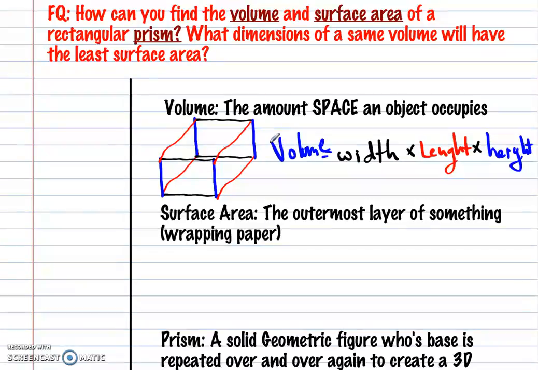Now you might also see base times height. Your base is just length times width. This portion here is your base. Okay, so you see base times height, this represents base. Okay, width times height is your base. Sorry, width times length is your base.